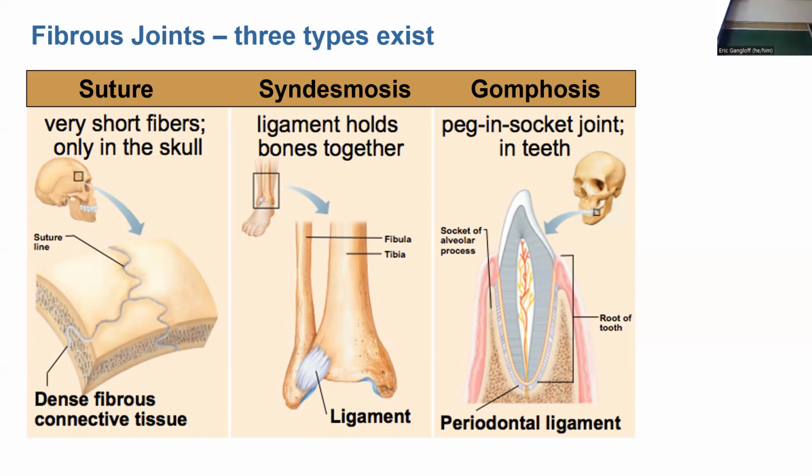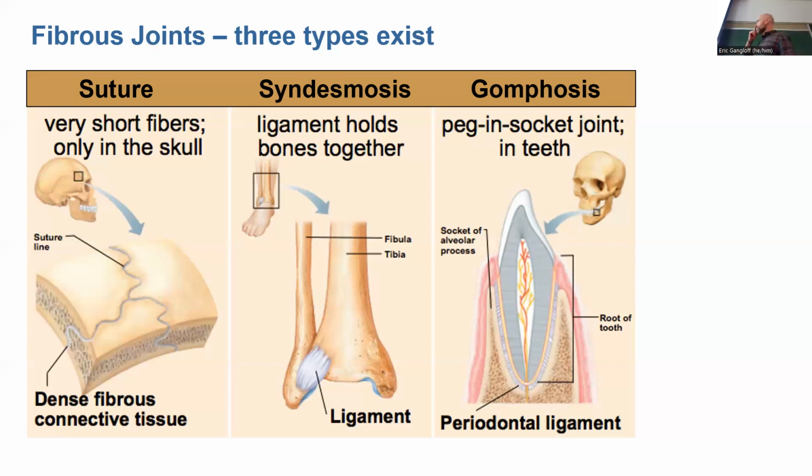One is called a suture. The only place you find these in the body is between the bones of the skull. These are very short fibers that bind these bones together very tightly. We also have something called syndesmosis, which is when a ligament is holding those bones together. I mentioned, for example, the joint between your fibula and your tibia. They're really tightly bound together by these ligaments. There's not a lot of motion going on there.